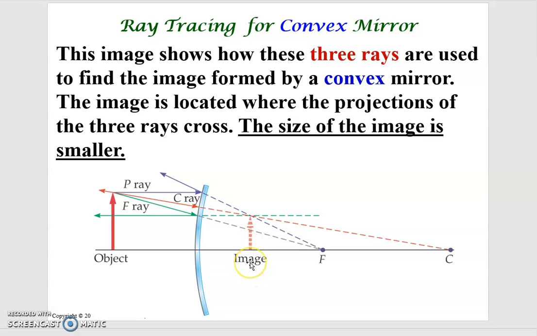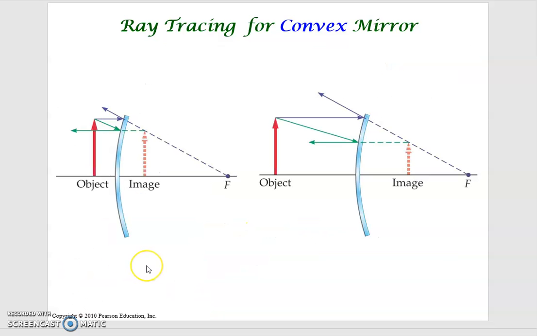So you can see that for the convex mirrors, the image was formed behind the mirror, and the size is smaller than original size, but it is still upright. So let's try to study a slightly different case. So you have the object now which is closer to the mirror. You will find out the image formed is still behind the mirror, and the size is still smaller than original size, but it is upright.